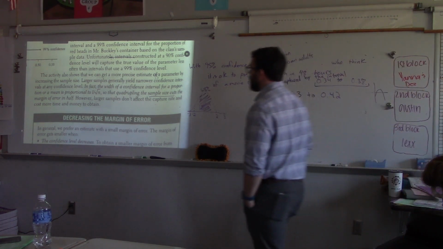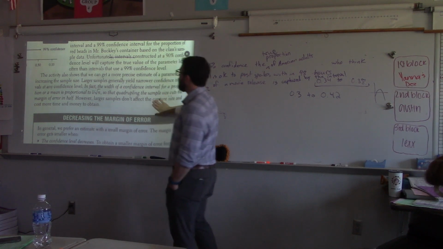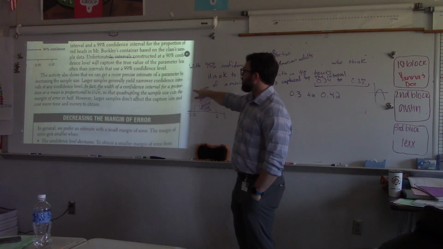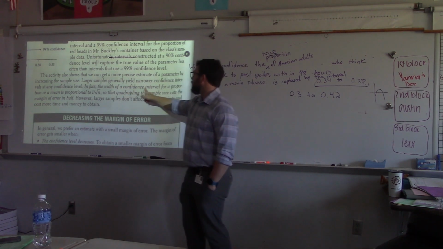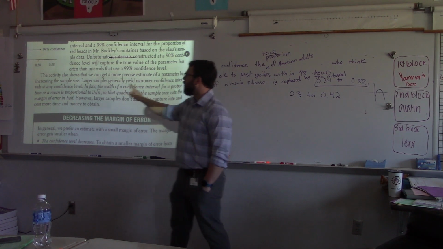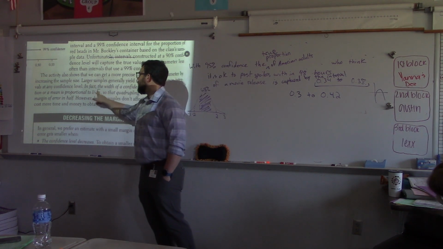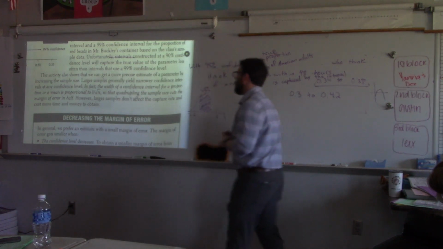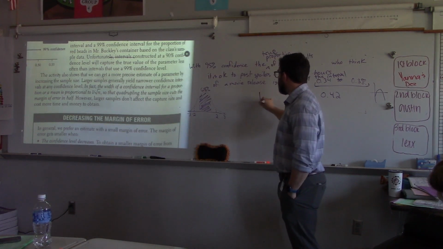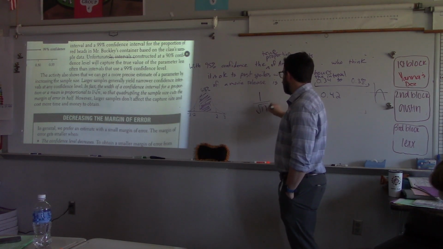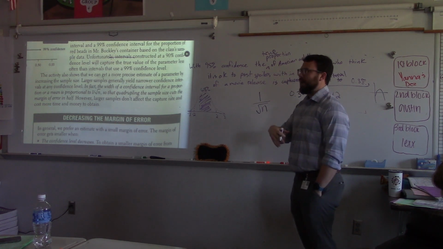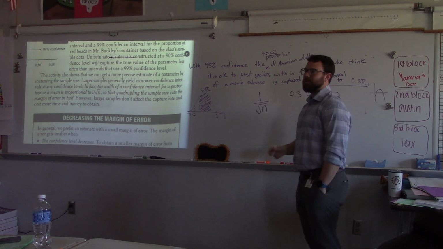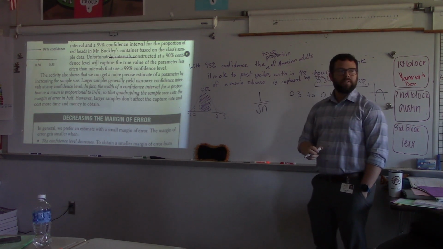Notice this is a good note here. It says, larger samples generally yield narrower confidence intervals at any confidence level. The width of a confidence interval for a proportion or a mean is proportional to 1 divided by the square root of n. So if you quadruple my sample size, it's only going to cut the margin of error in half. Where are they getting 1 divided by the square root of n? Any guesses?